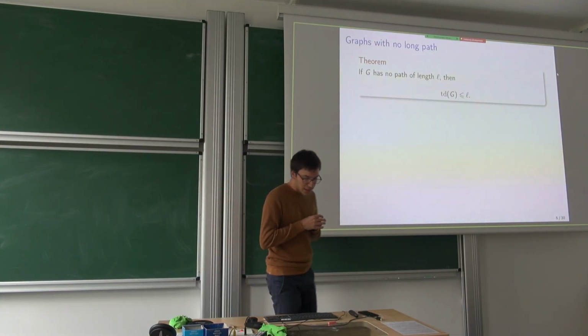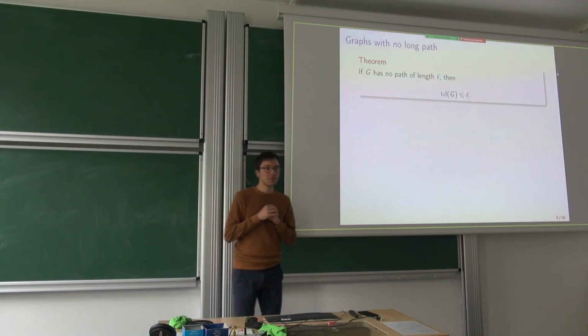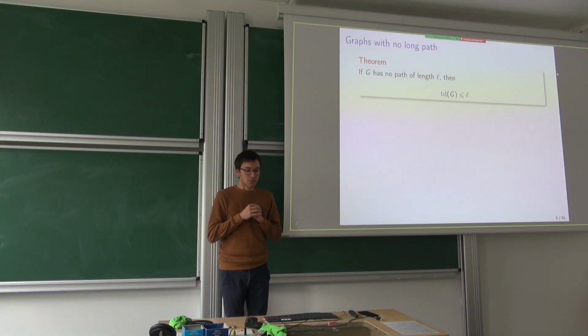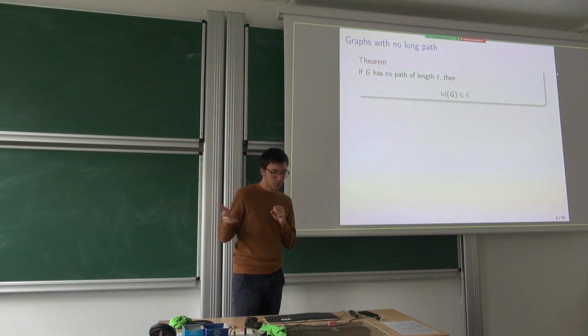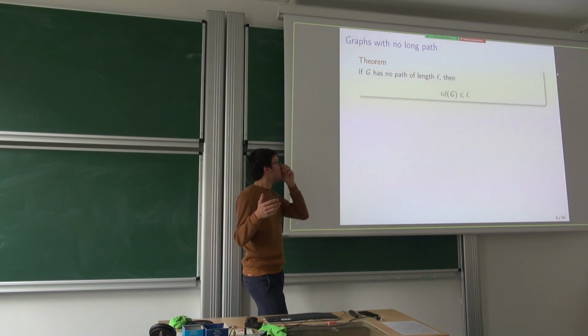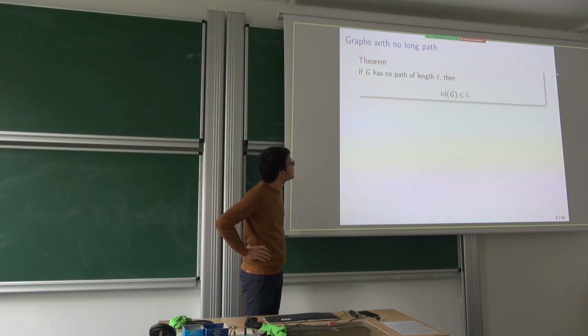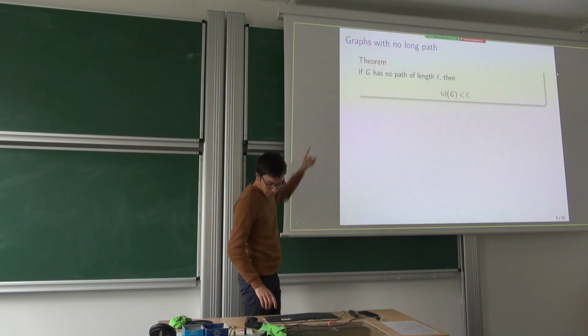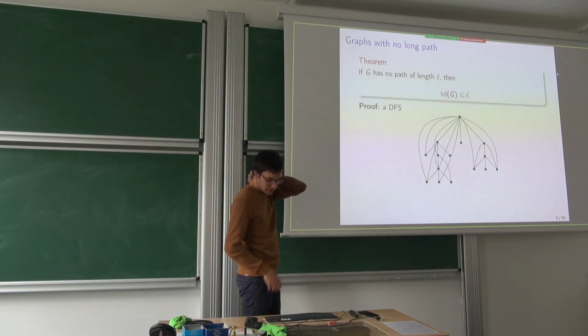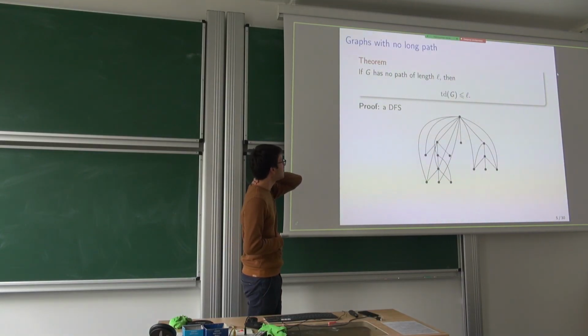So if you have no path of length L in your graph G, then the treedepth of G is at most L. So a long path is a certificate of large treedepth, and if you don't have a path of length L, then the treedepth is also at most L. So this is a characterization of graphs of small treedepth somehow. Okay, and so the proof of this is very simple. It's just 3 letters, DFS.